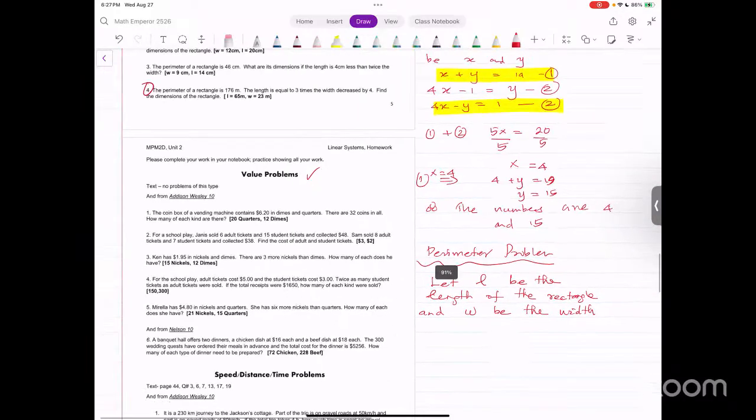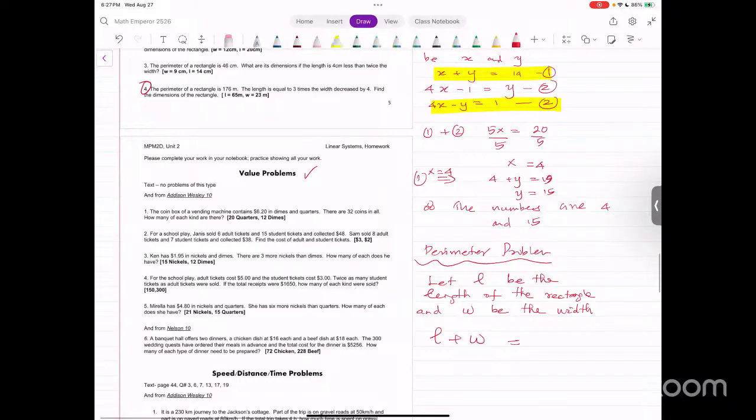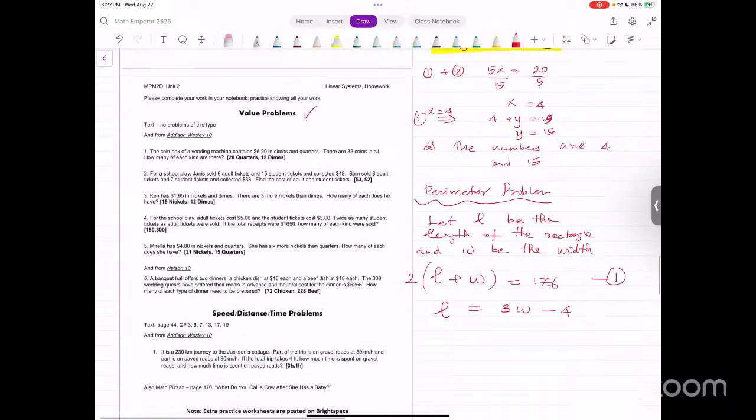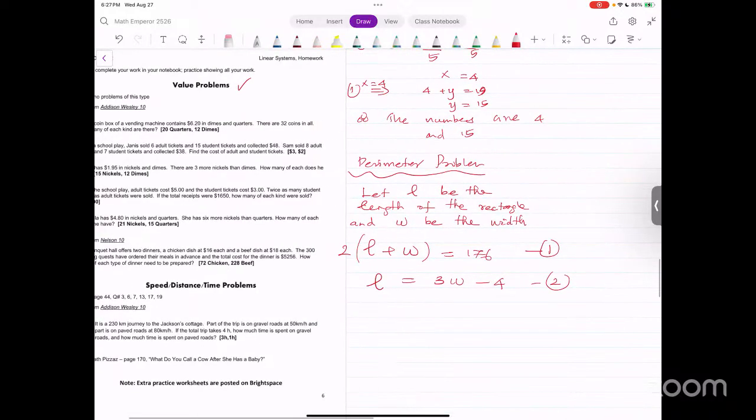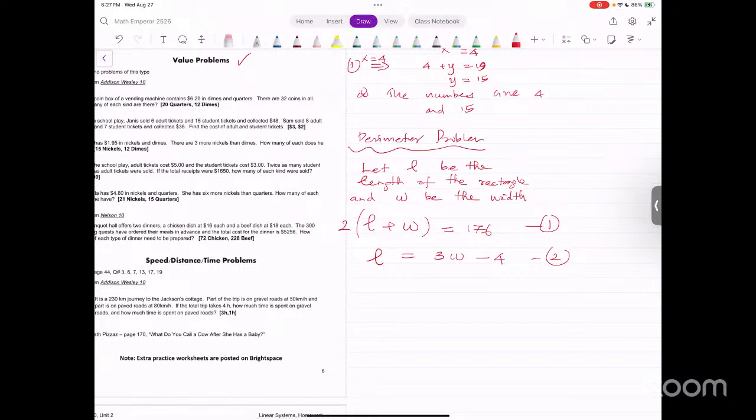So now L plus W is 176 times 2, perimeter. That is the first equation. The length is equal to 3 times the width, decreased by 4. So that is equation number 2. Now, let me go back to ask Varsha. What method should I use to find L and W here? Should I use substitution or should I use elimination? Substitution. Why do you think substitution is a good way to go?